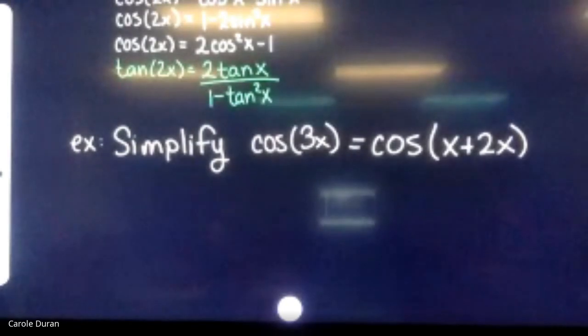So now what we're going to do is go ahead and separate this first using the sum identity for cosine. So what is my sum identity for cosine?